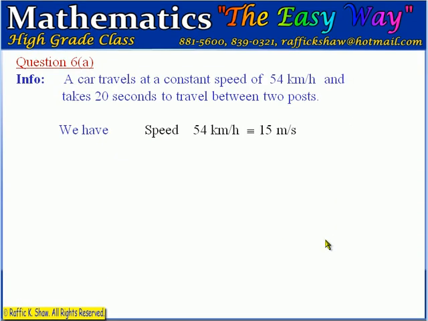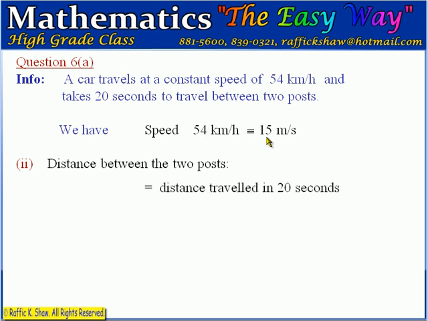Now what we have so far is that the speed is 15 meters per second. The 54 kilometers per hour is the same as 15 meters per second. And now we are told to calculate the distance in meters between the two signposts. We know it takes 20 seconds to travel between the two signposts. And so we want to know the distance traveled in 20 seconds when you are going at a speed of 15 meters per second. So that's what it is: distance traveled in 20 seconds, because it took 20 seconds to travel between the signposts.